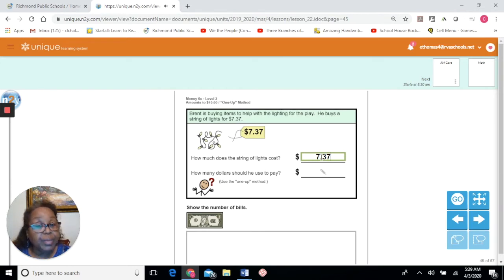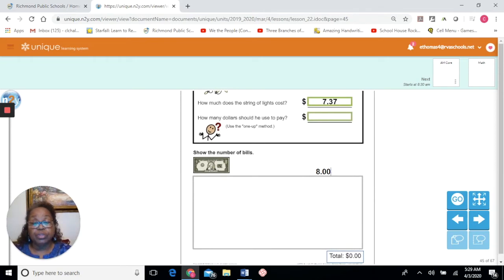Excellent. Now, how many dollars should he use to pay? Now, remember, again, we don't have any change. All we have are dollars. The cashier needs to get paid. So we're going to use the one-up method. Look at the dollar value of your purchase. This purchase is worth $7. So we're going to go up one more dollar to what? 7 up 1 is 8. We're going to give the cashier $8. That way, the cashier owes us change, and you got to wait for your change.